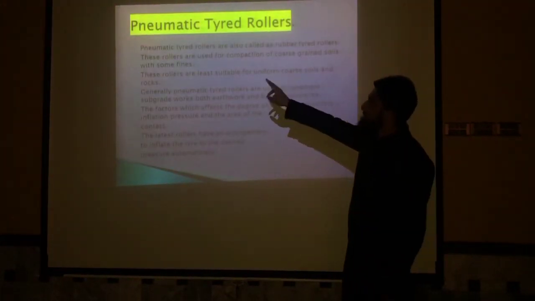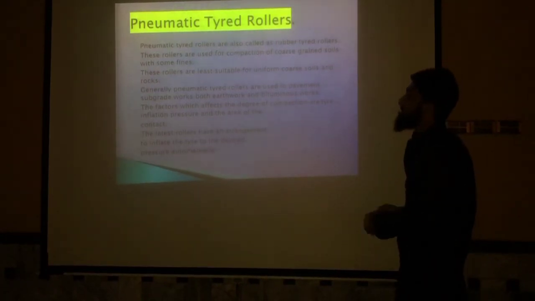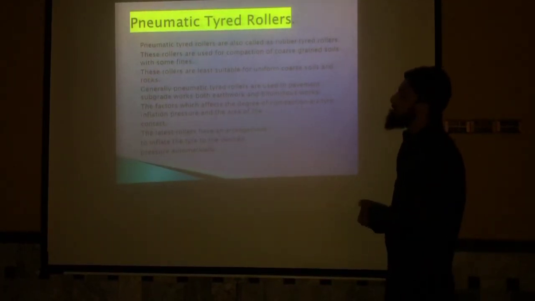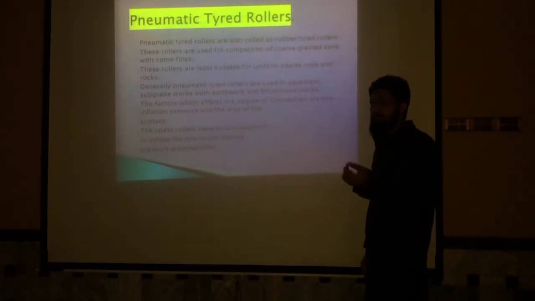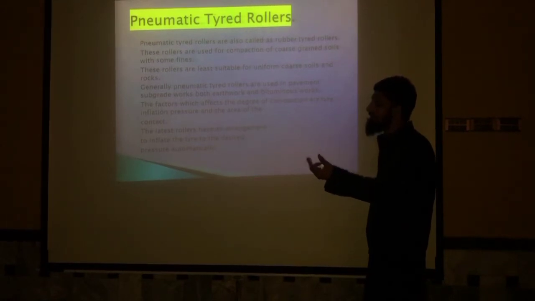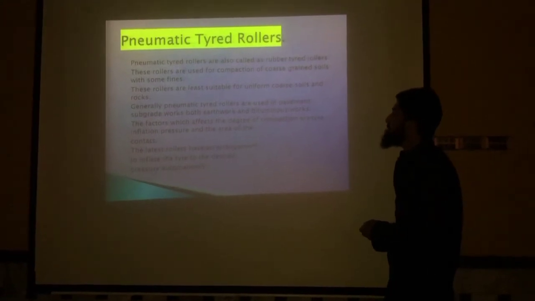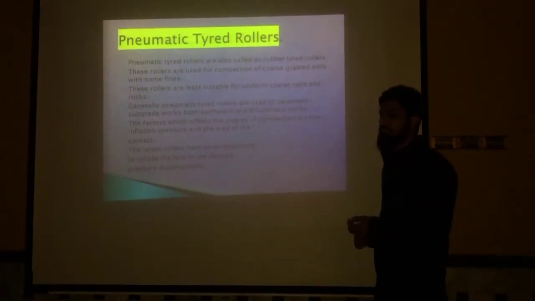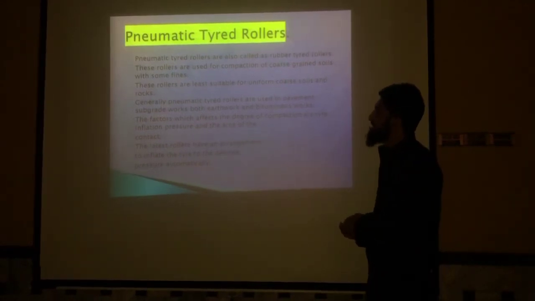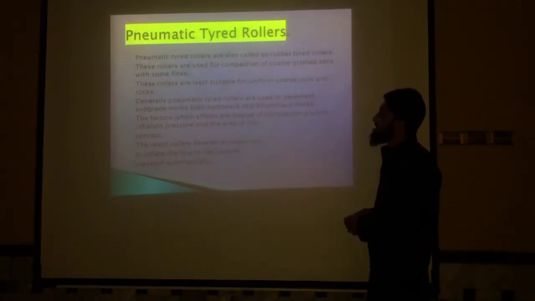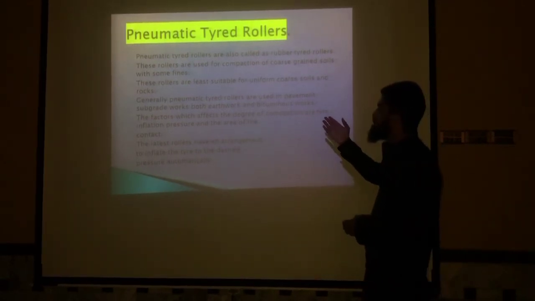Pneumatic type rollers are also called rubber type rollers. These rollers are used for the compaction of coarse-grained soils with some fines. We have soil which is coarse-grained but has a minimum amount of fines. These rollers are least suitable for uniform coarse soil and rocks. They are suitable for mountainous road projects and such. Generally, pneumatic type rollers are used in pavement and subgrade works with earthwork and bitumen works.